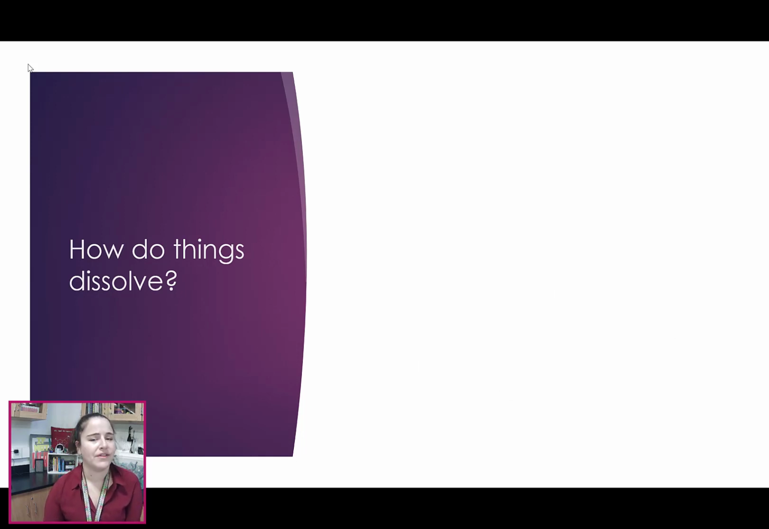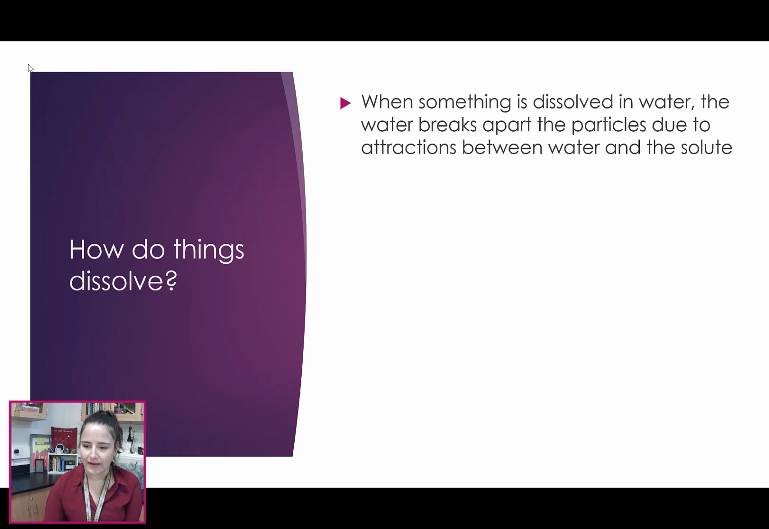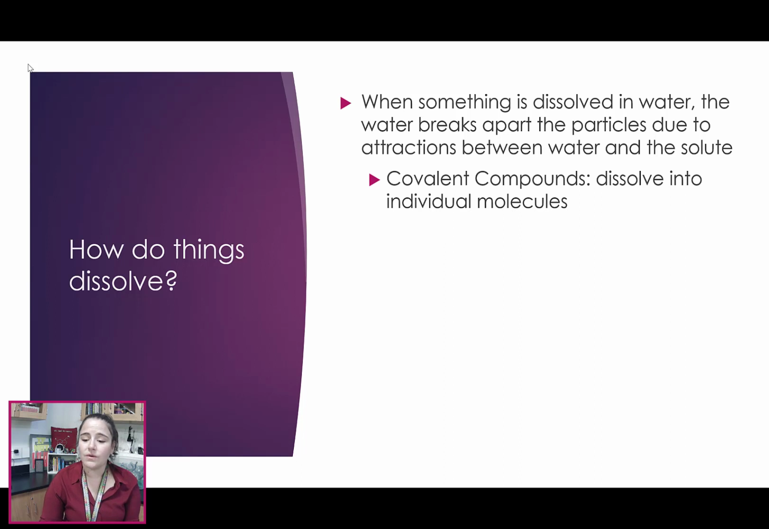It's important to remember that not everything dissolves the same. When something dissolves in water, it's not that it disappears. Yes, we can't see it anymore, but that's just because the water has broken apart the particles into really small particles. That happens due to attractions between the water and the solute. So for covalent compounds like sugar, they'll dissolve into individual molecules.